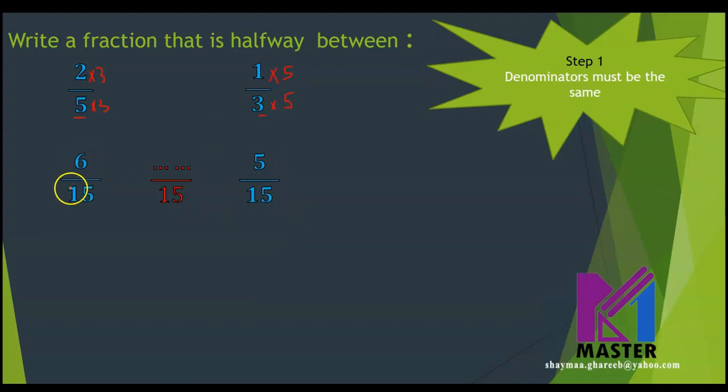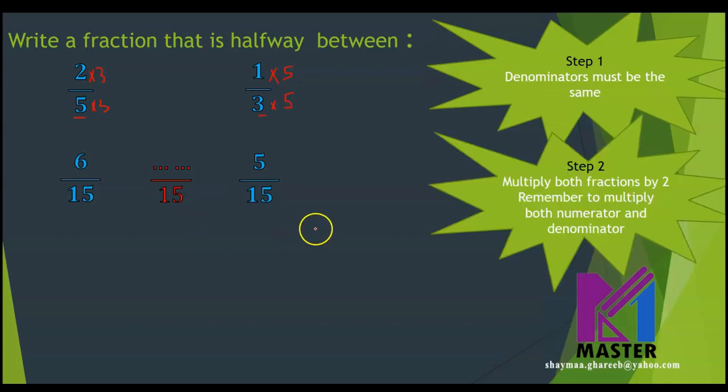Now, I have 6 over 15 and 5 over 15. Do we have any numbers in between? No. So what should I do? I will move to step number 2. Multiply both fractions by 2, up and down. So let's see the new fractions.